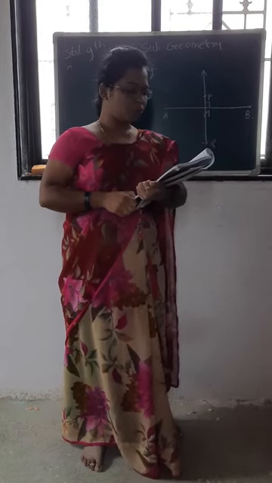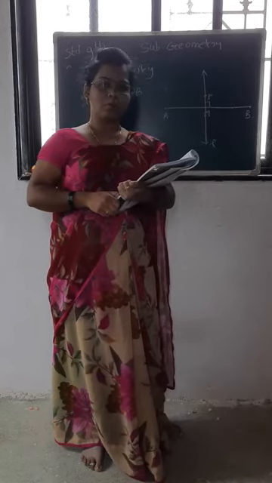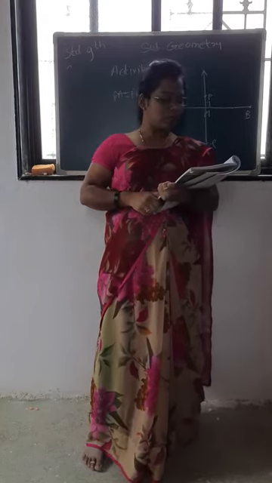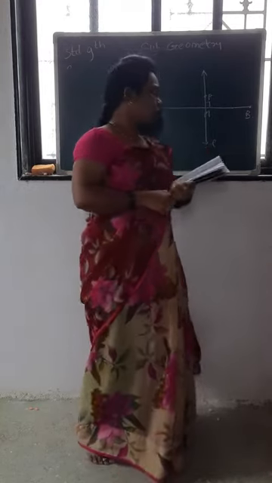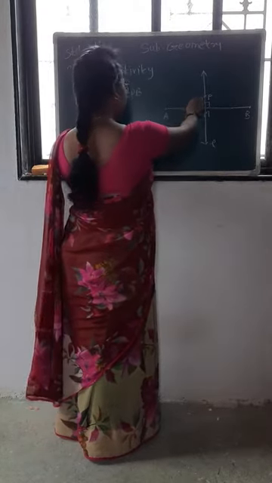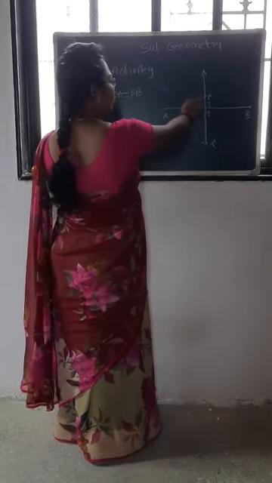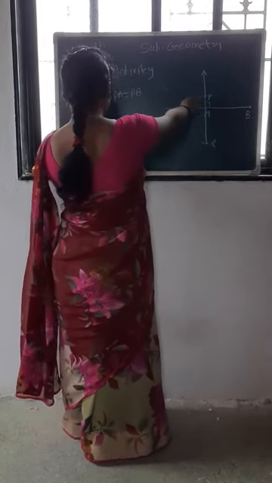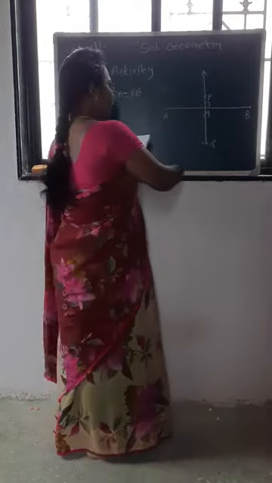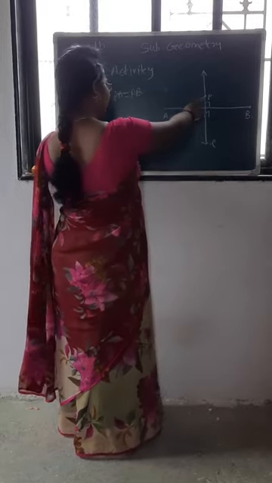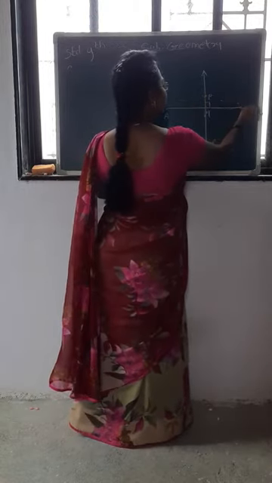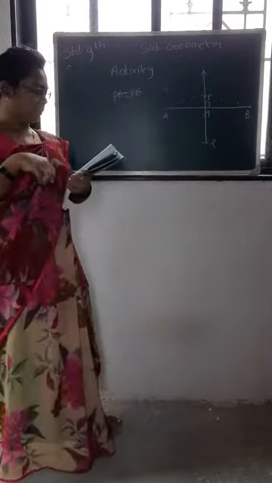This observation shows that any point on the perpendicular bisector of a segment is equidistant from its endpoints. In this diagram, we take a point P on the perpendicular bisector of segment AB, and it is equidistant from its endpoints: PA is equal to PB.